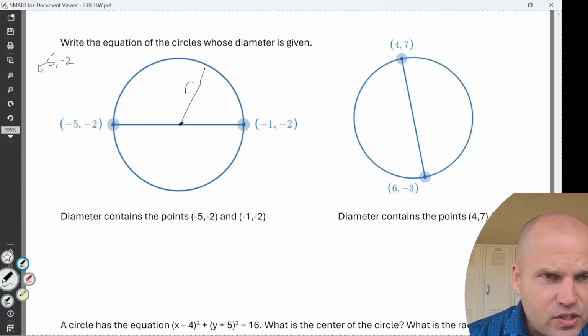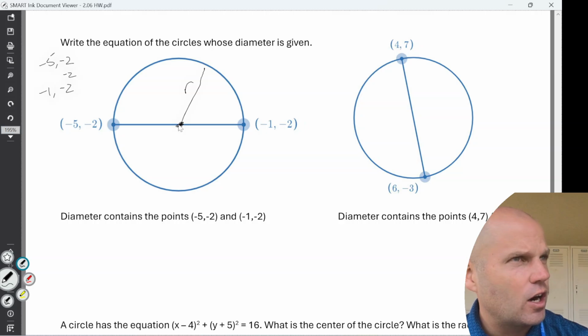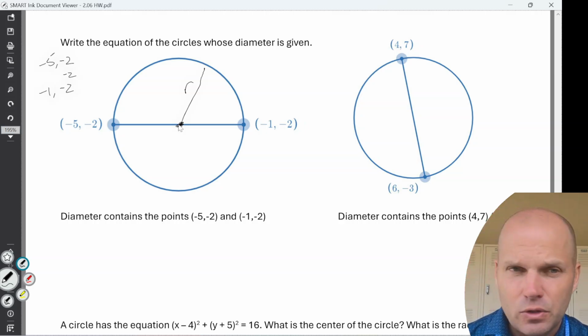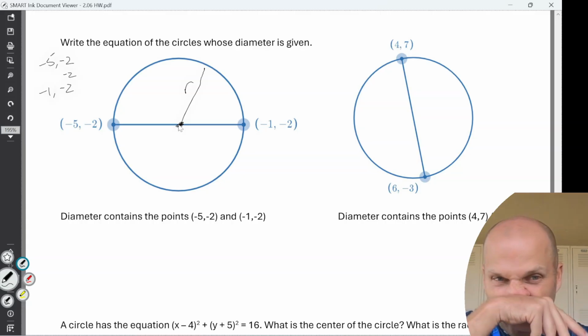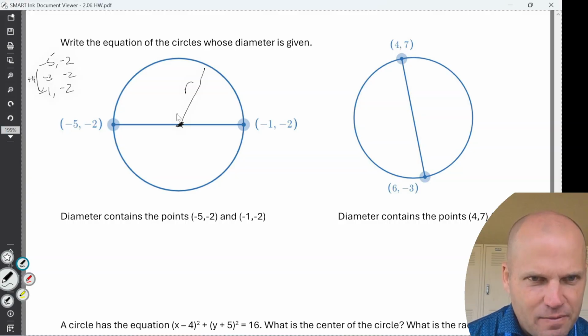We go from -5, -2 to -1, -2. Well, there's no y change from -2 to -2. So the y coordinate of our center is at -2. And from -5 to -1, that's a +4. I'm going to add 2 to get to -3. I found my center is at -3, -2.